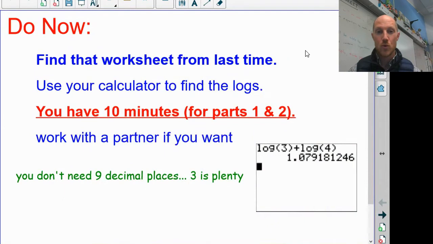So you should, at this point, hit pause, print that worksheet, find your calculator, and actually do it. In about 10 minutes from now, hit play again, and I'll meet up with you back here.